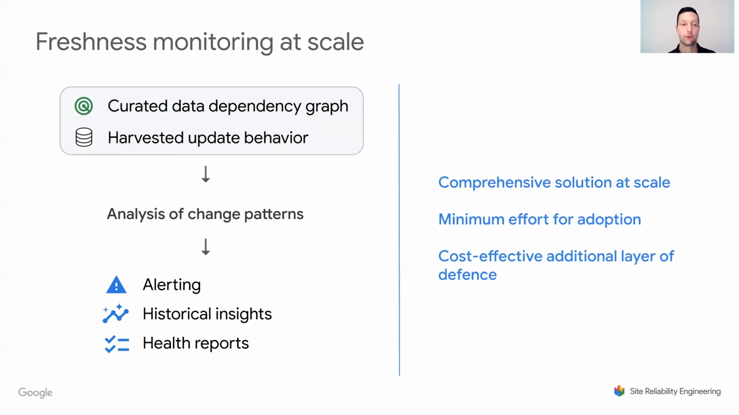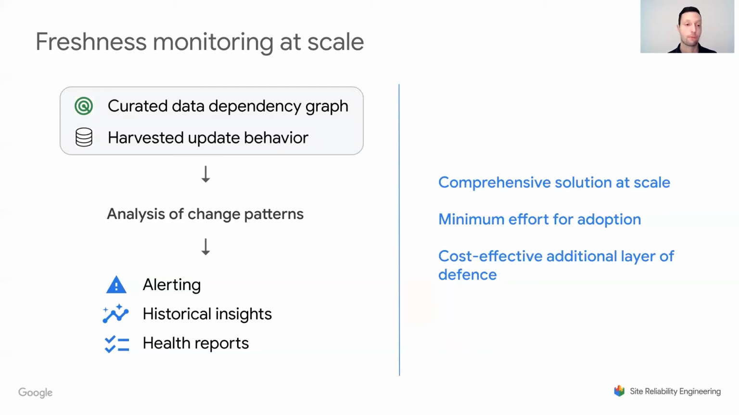So freshness monitoring can be a successful approach by combining the curated data dependency graph with harvested update behavior over time. With this approach, one can deploy a comprehensive monitoring solution at scale for very little additional cost. It's worth mentioning that it won't catch all classes of slow bleeds, but it is valuable as a cost-effective additional layer of defense.